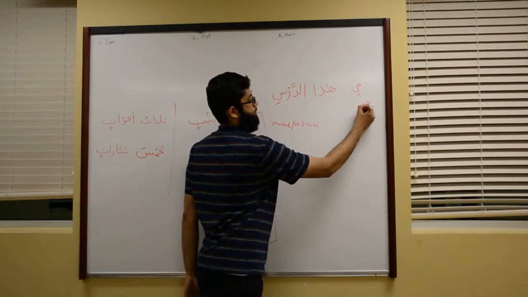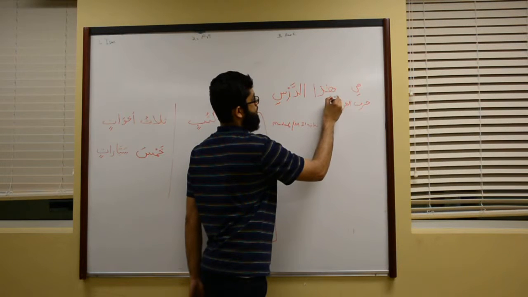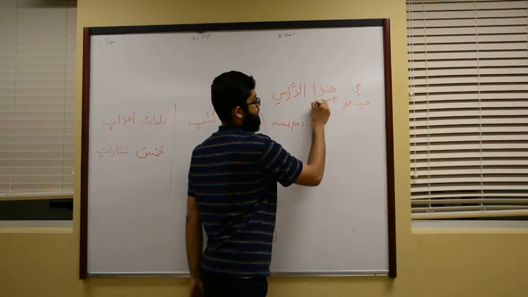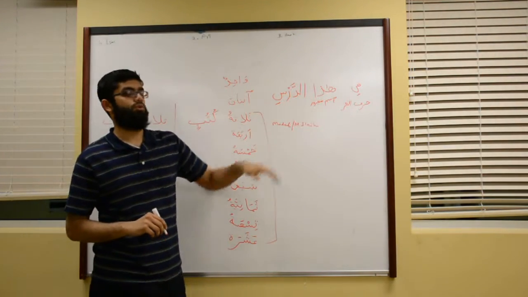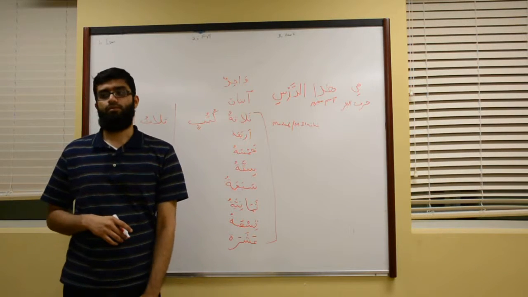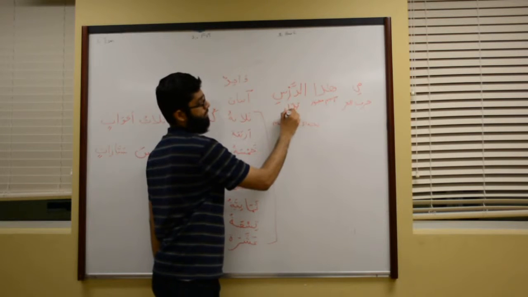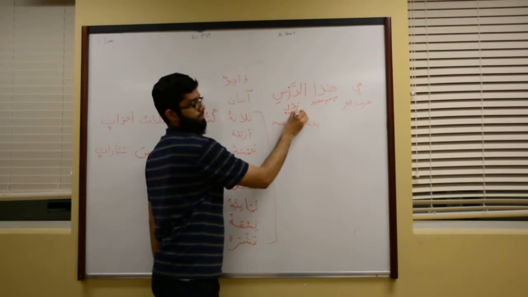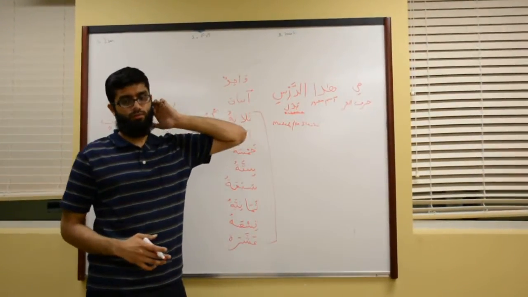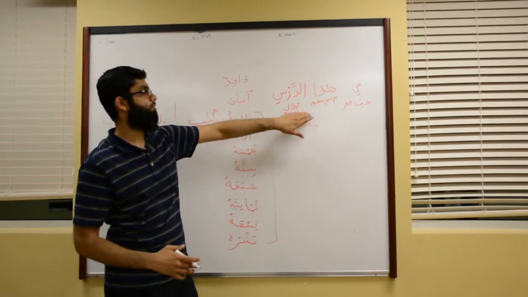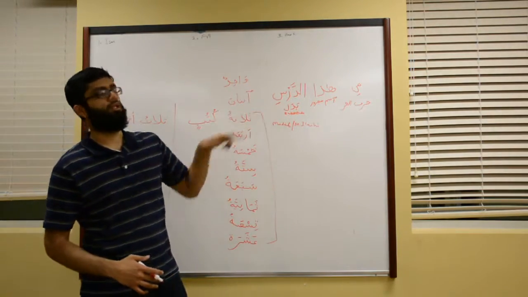Mubtada. Alright, this is my harf jar. This is my ism majrur. It's not ism majrur. That's subject, isn't it? No, it's called badal. Oh, badal, right. It just means substitute. It's substituting for hadha. So it takes on all of the properties of ism majroor. So ism majroor is majroor, so I have to make darsu into darsi.